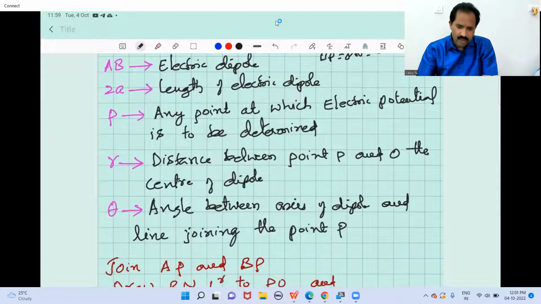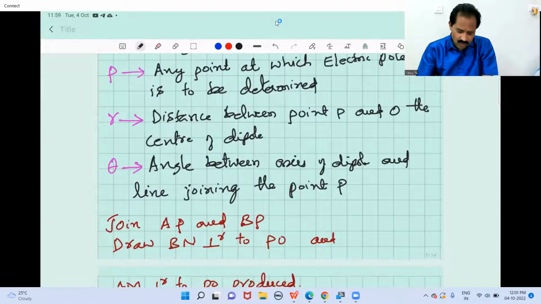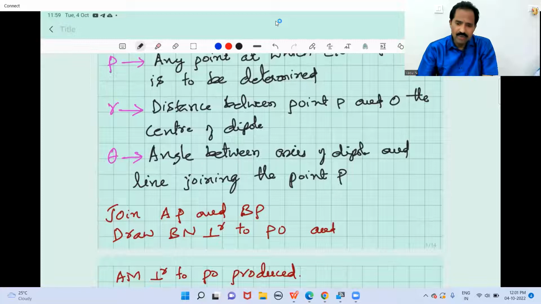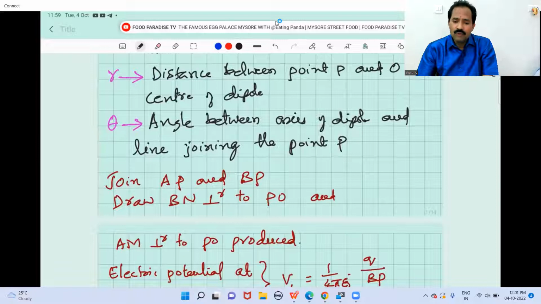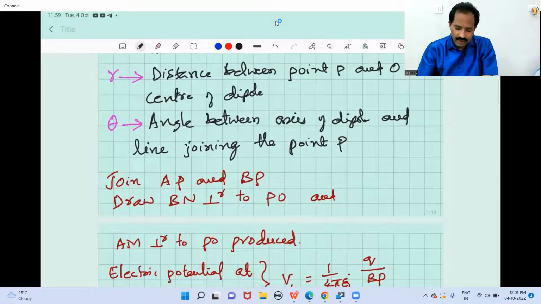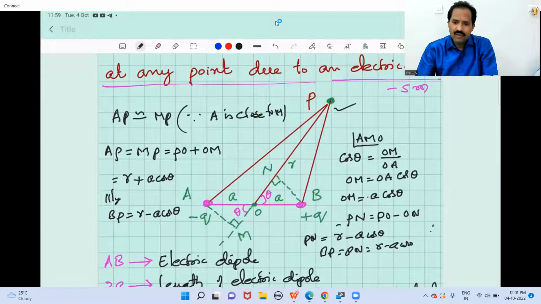Now join AP and BP. Join AP and BP and draw BN perpendicular to PO and AM perpendicular to PO produced. Look at the diagram. Draw BN perpendicular to PO. Draw AM perpendicular to PO produced. PO is extended, I have drawn a dotted line, and draw AM perpendicular to it. Look at the diagram carefully.